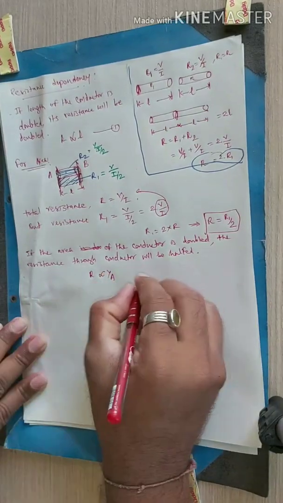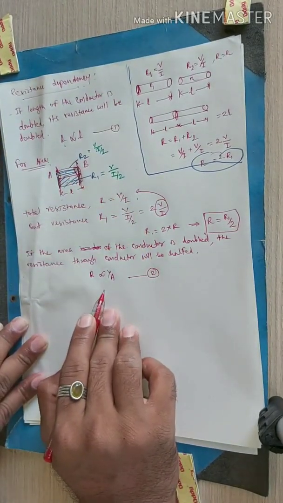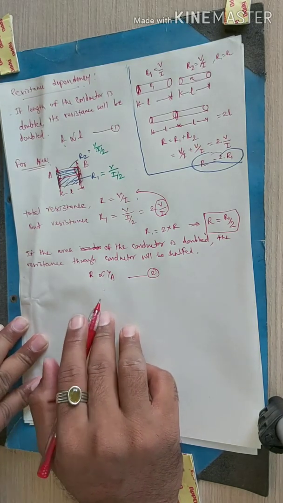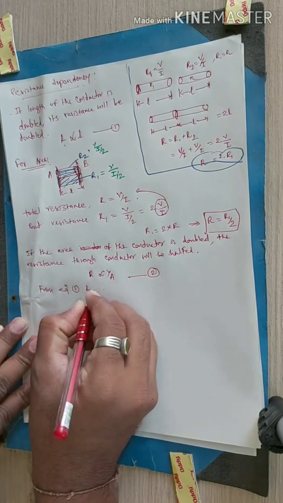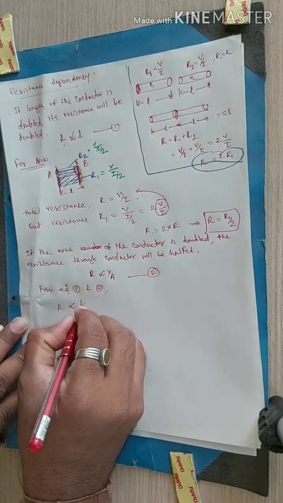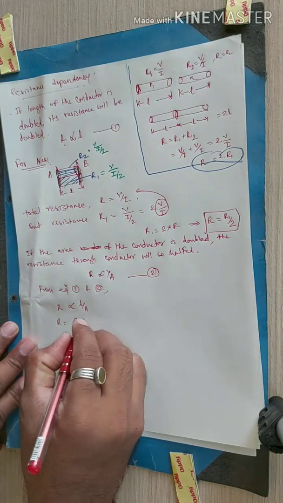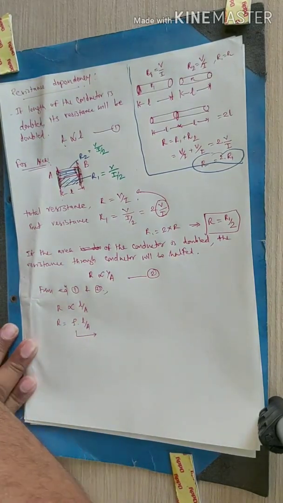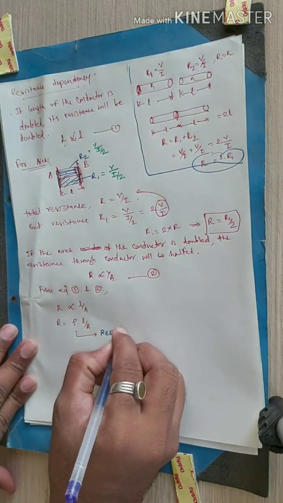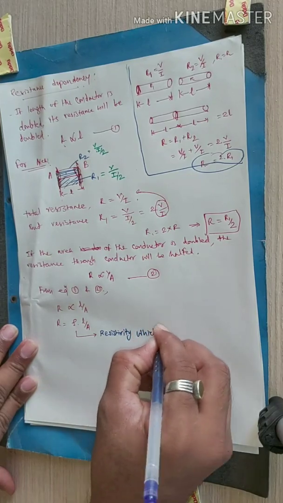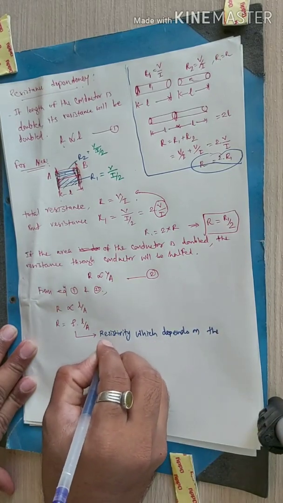Now from equation 1 and equation 2, R is proportional to L upon A. If we remove this proportionality, we can write R is equal to rho L upon A, where rho is the resistivity, which depends on the pressure and temperature.